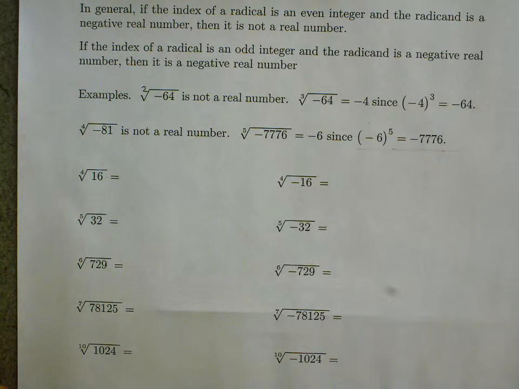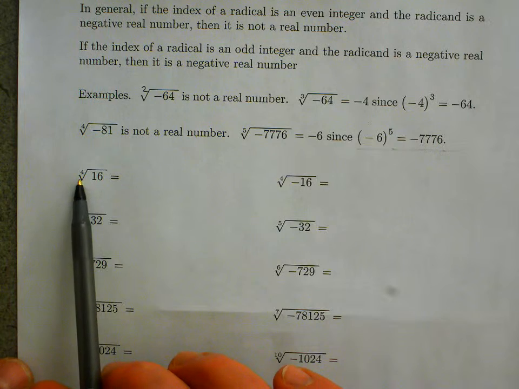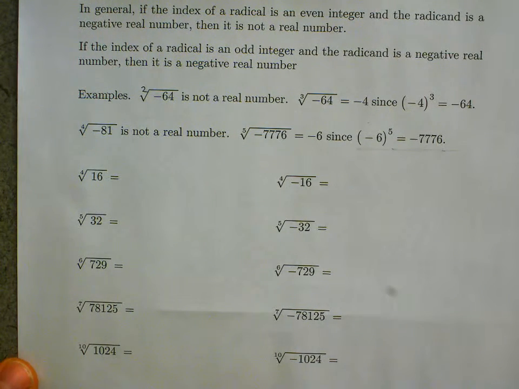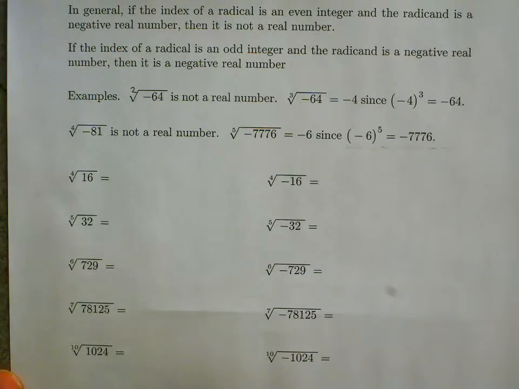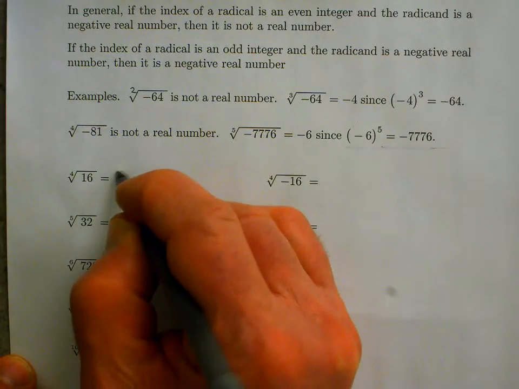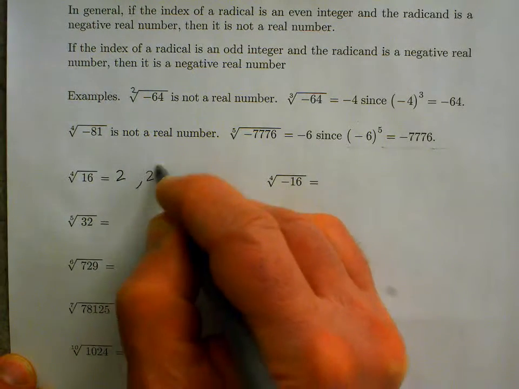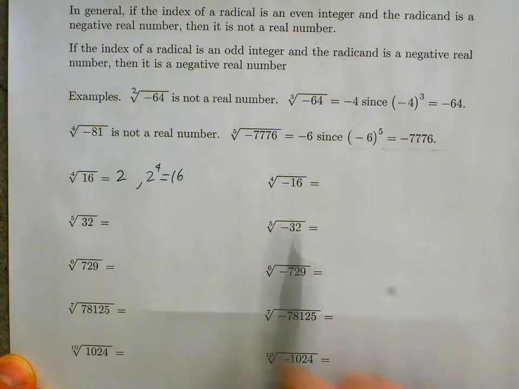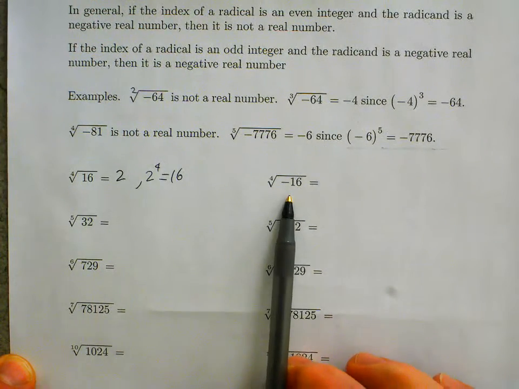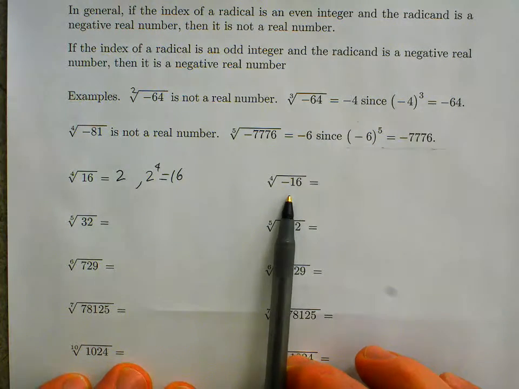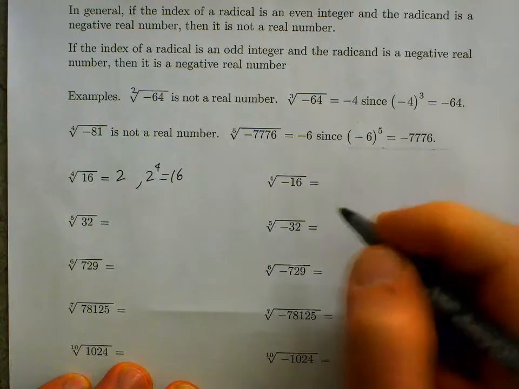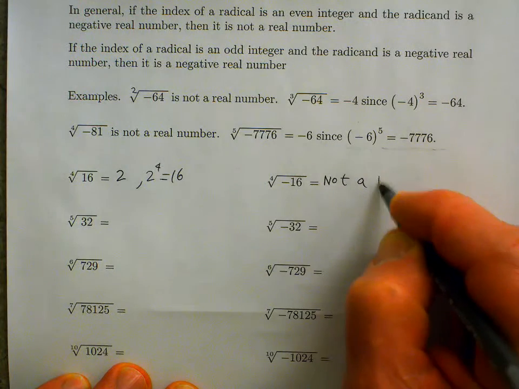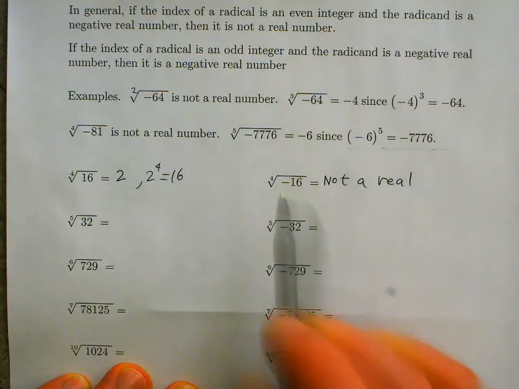Okay, let's start these. The fourth root of 16. How much is that? That's 2, because 2 to the fourth, 2 times 2 times 2 times 2, is 16. The fourth root of negative 16. It's not a real number. It's a number, just not a real number. So not a real number because the index is even.